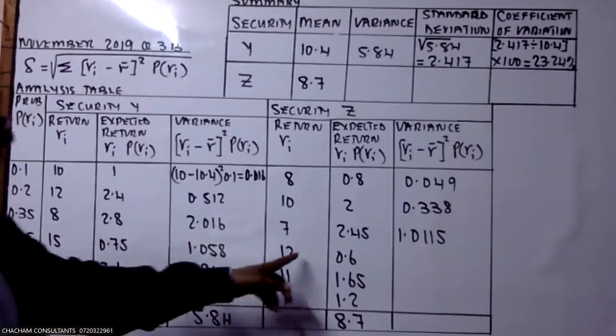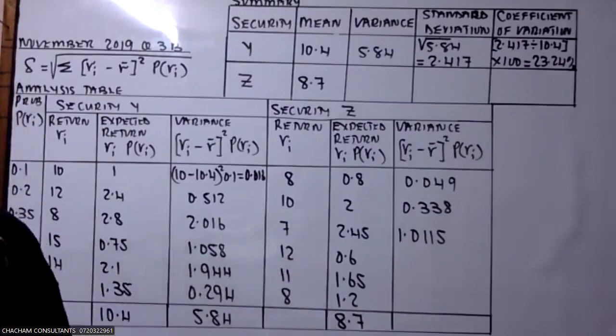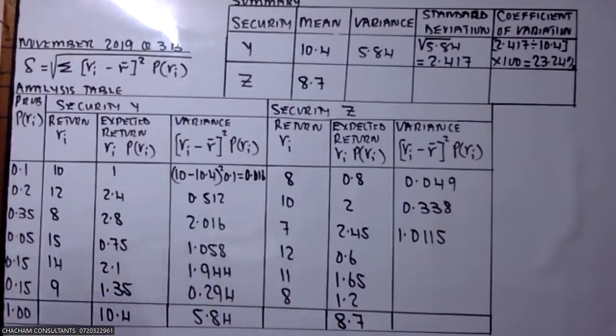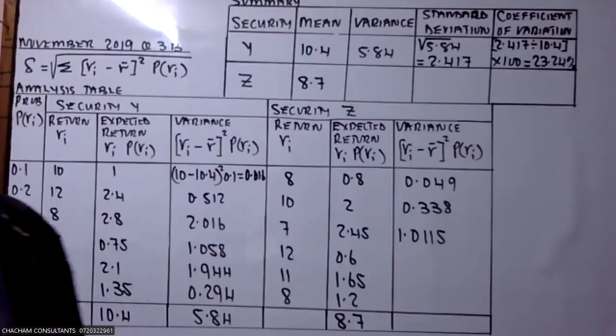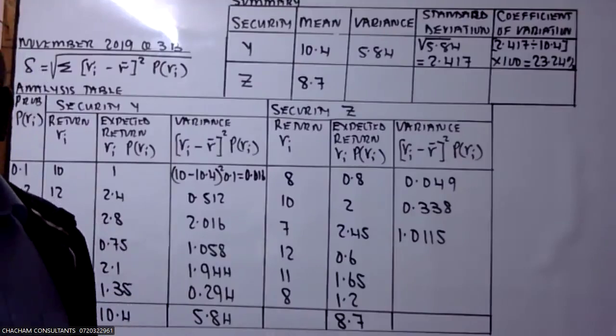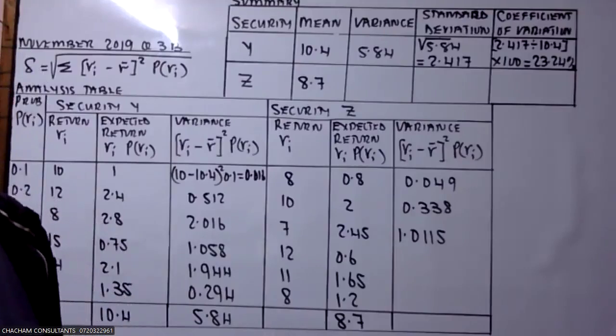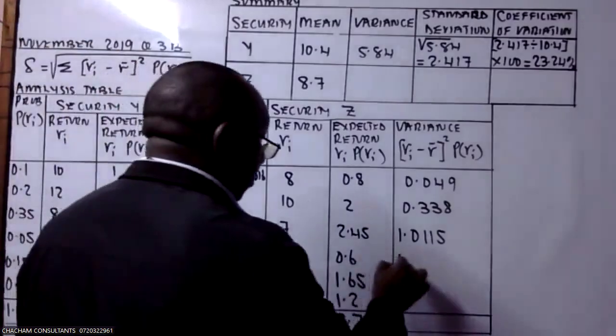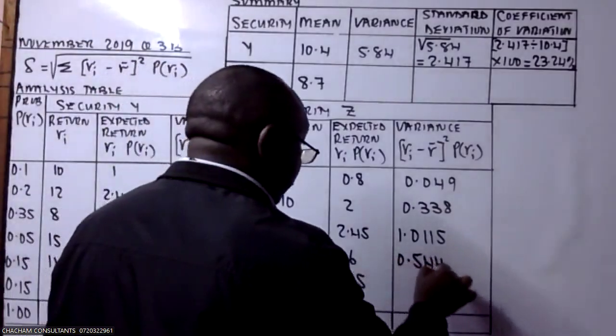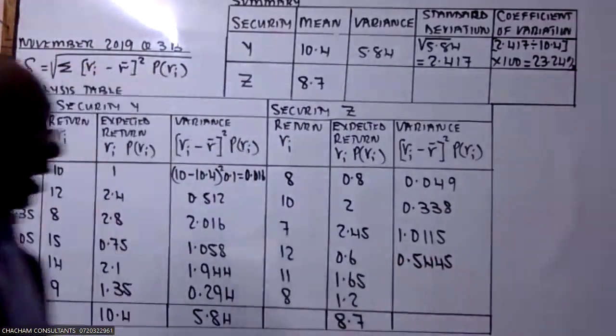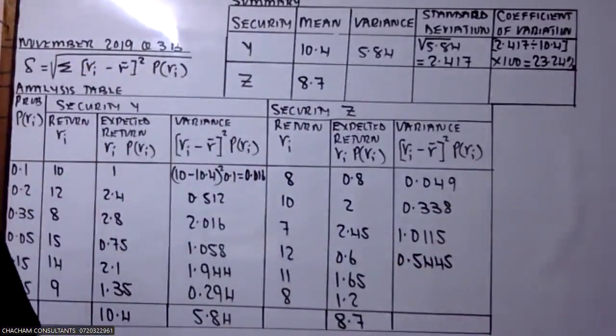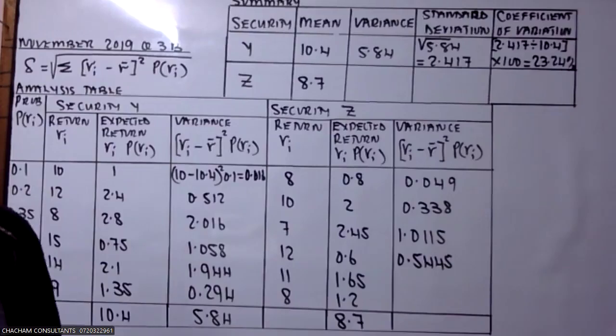Sasa unachukua 12 minus 8.7. You square the difference, you multiply by 0.05. Oh, 0.5. Is it 44? Or rather, okay. The same. 0.5445. Give me the next now. The same rhythm.